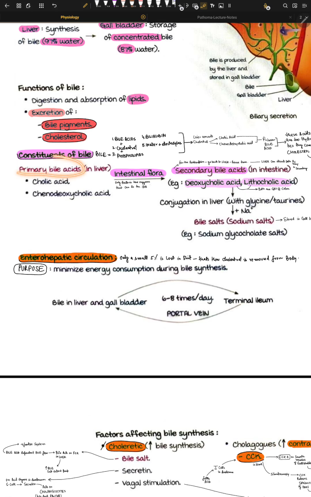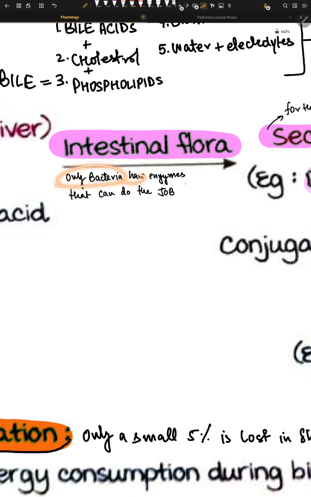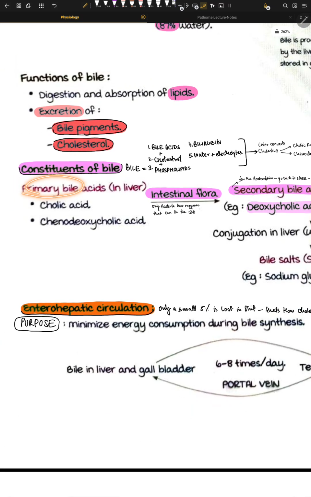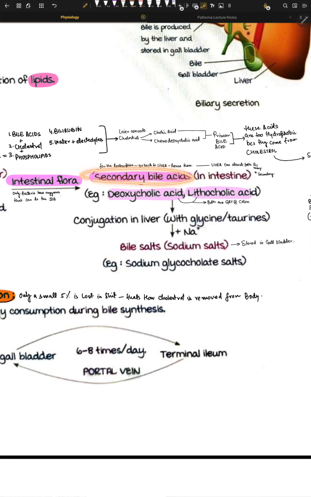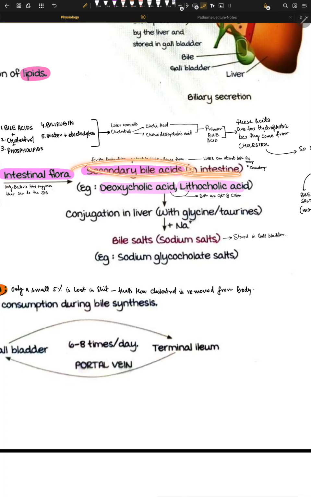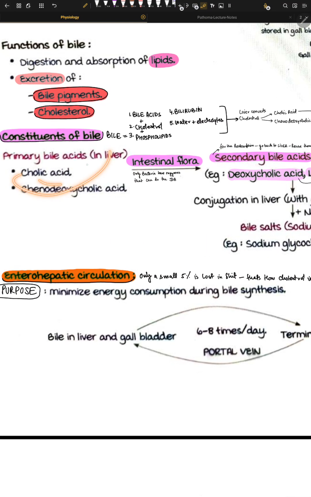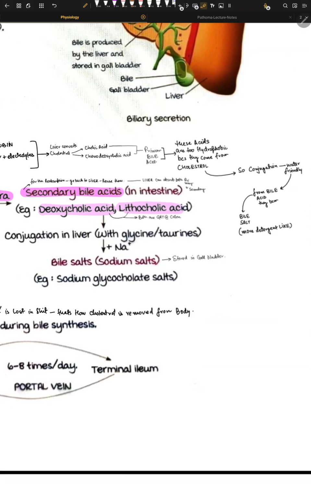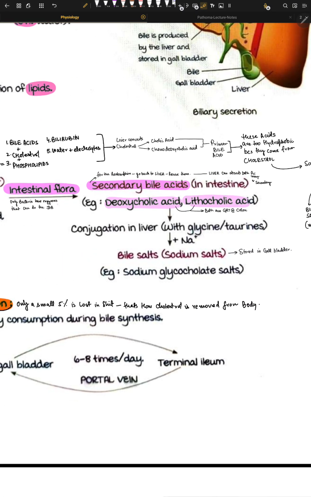And we have something called primary bile acid, that is cholic acid and chenodeoxycholic acid, right? We have two of these important primary acids. Now, with the help of intestinal flora, that is bacteria, only bacteria have these enzymes, the intestinal bacteria. That's why they can do the job. They can convert primary bile acid into secondary bile acid. That's very important. Now, this primary bile acid is present in the liver, and this secondary bile acid is present in the intestine. Now, why do we want to convert primary into secondary? Is it just because of the intestine? Let's try to understand it.